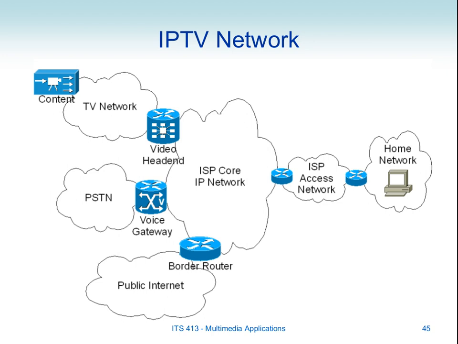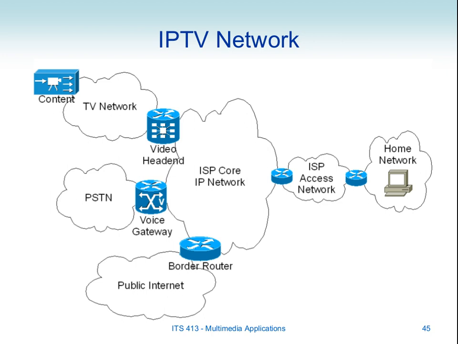And then what about TV content? If you're watching TV, then a typical setup is that we have the TV station, the organization that provides the content. Channel 3, Channel 5, whatever, the organization has their content and they have their own TV network. And that needs to be connected to the ISP's network. And in this case, the name of the device that connects the TV network to the ISP IP network is a video head end.